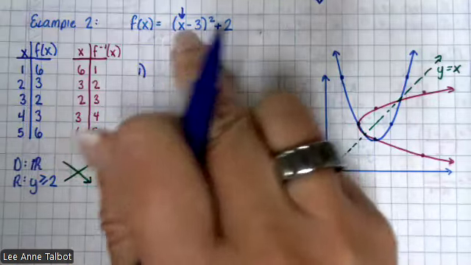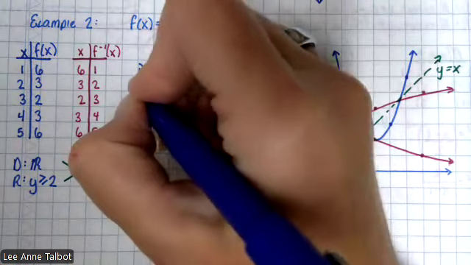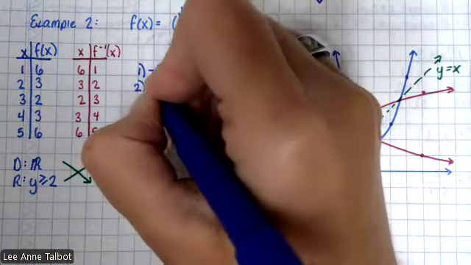Step 1, parentheses, -3. Step 2, square.